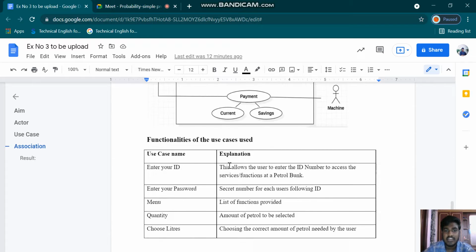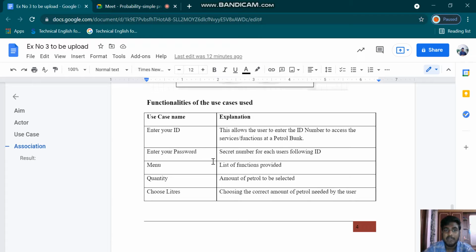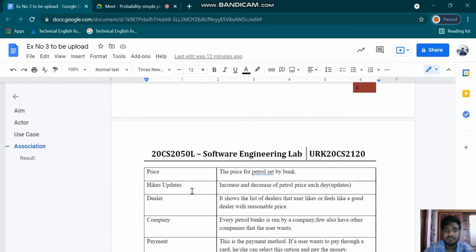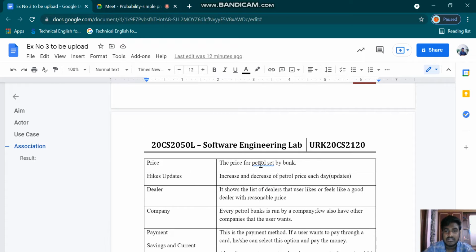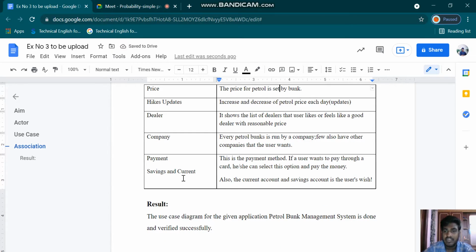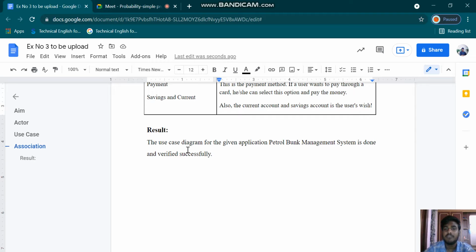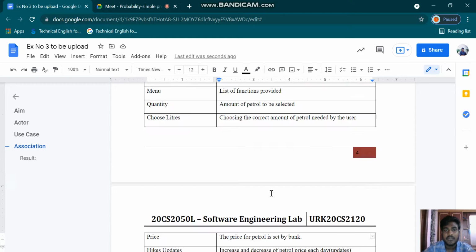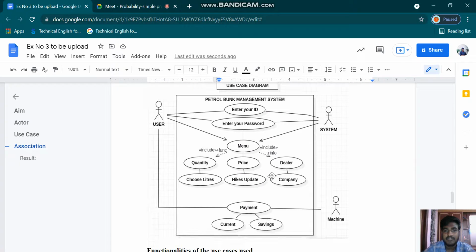So this is a use case diagram, and these are the functions I explained: ID, password, menu, quantity, liters, price, hike updates, petrol, dealer, company, payment, that is savings and current. So the result is the use case diagram done and verified successfully. This is the final use case diagram. It can be done through StarUML.